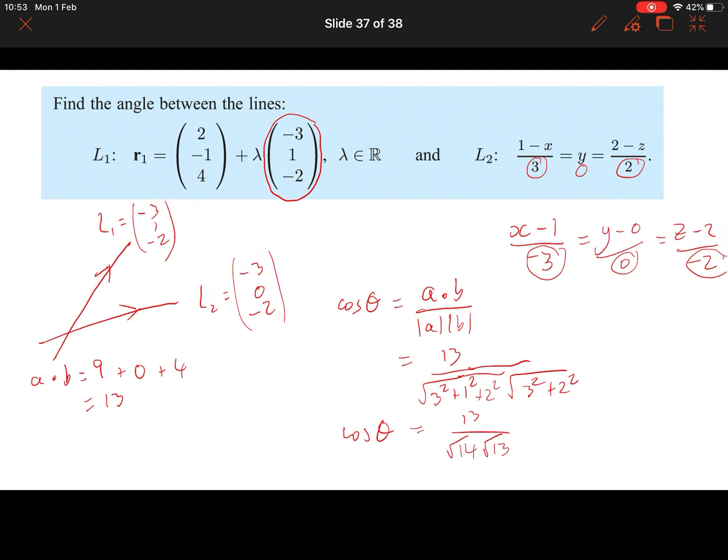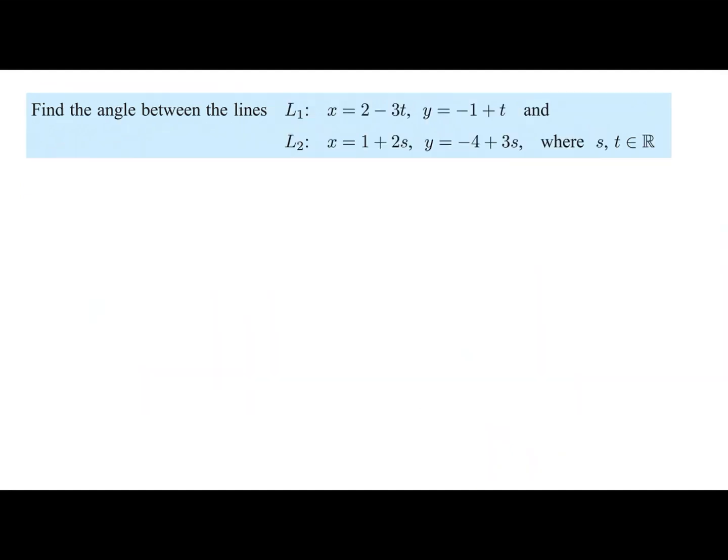So now just use my calculator. 13 divided by root 13 times root 14. Okay, and then cosine to the -1 of your answer, I'm getting an angle there of 15.5 degrees to 1 decimal place. Okay, so that's how that is done. So stop your video and have a go at finding the angle between these two lines.